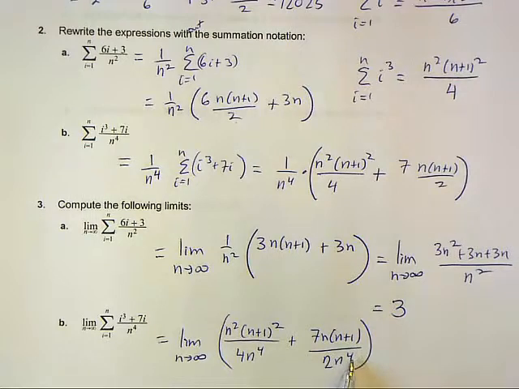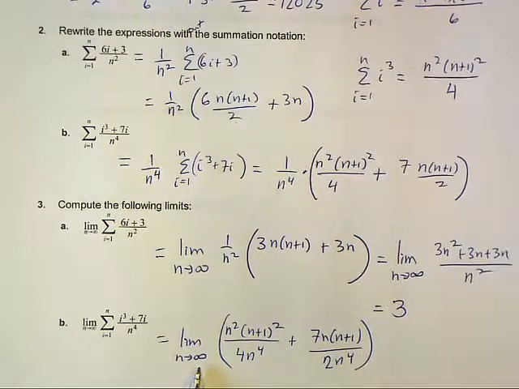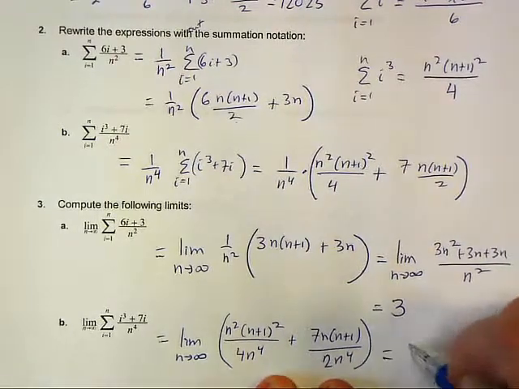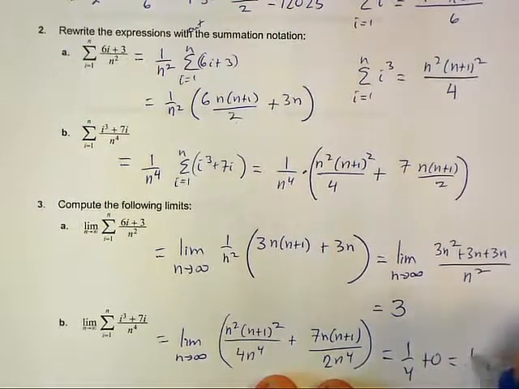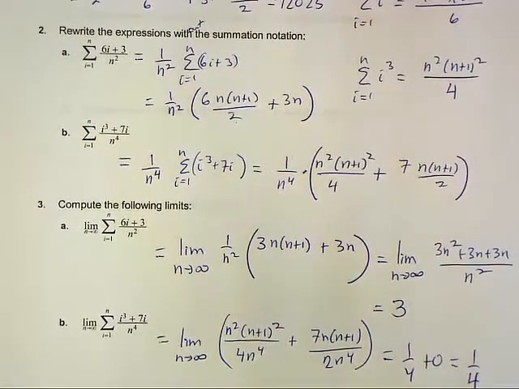This one's going to be 0. How come? Power on bottom is a 4. The power on top is only a 2. The power on bottom is bigger. When your variable is going to infinity and the power on bottom is bigger, your answer is always 0. So this is 1/4 plus 0. Our answer would be 1/4. Questions on that?